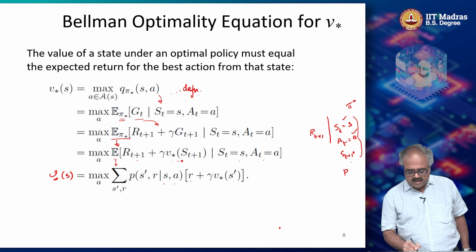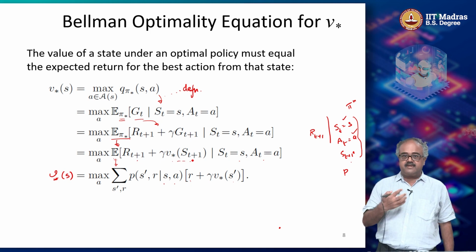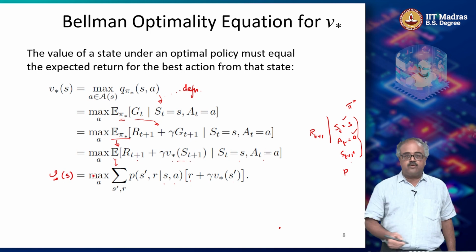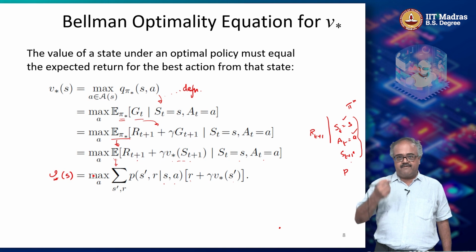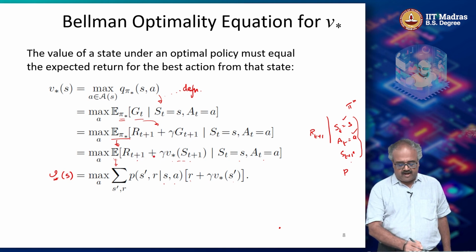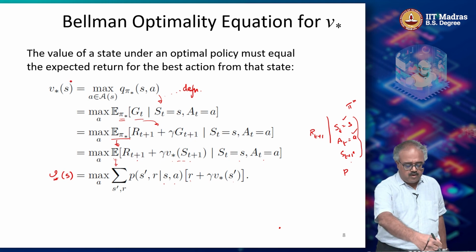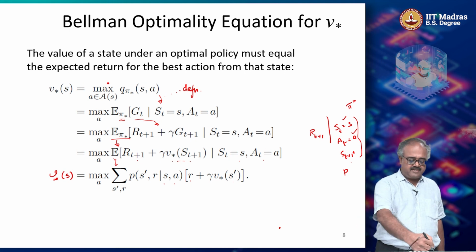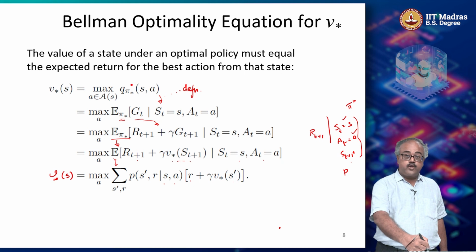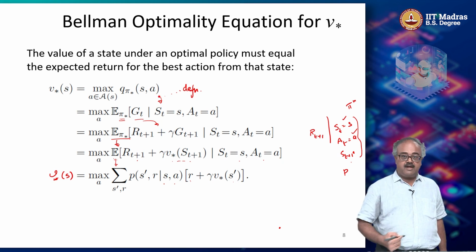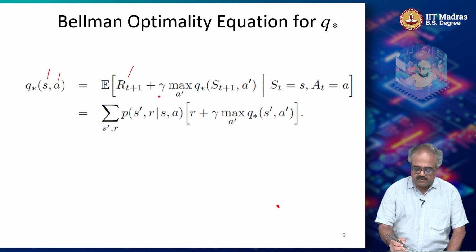Right, you should get V star of ST plus 1. So the max over A goes away because you already fixed your A, so you have the expected value of RT plus 1 plus gamma times V star of ST plus 1. But we know what V star of ST plus 1 is. It's basically max over A of Q pi star of ST plus 1 comma A. So that's basically what we are writing here.